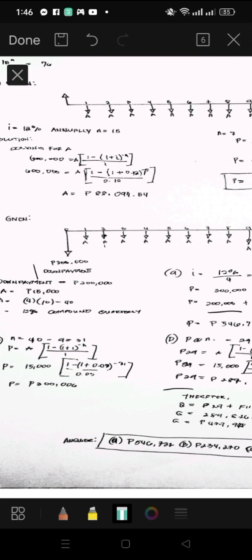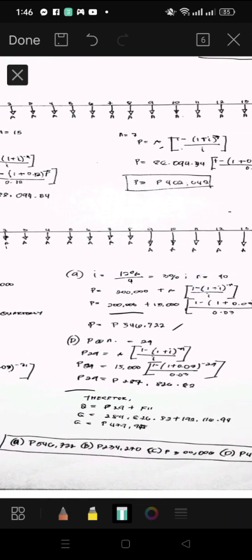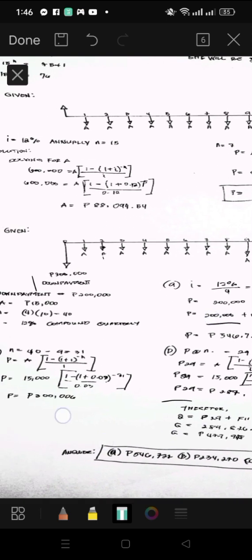So let's substitute. A is 15,000 times the quantity 1 minus (1 plus 0.03) raised to the power of negative 31, over 0.03, which gives the final answer of 300,006.